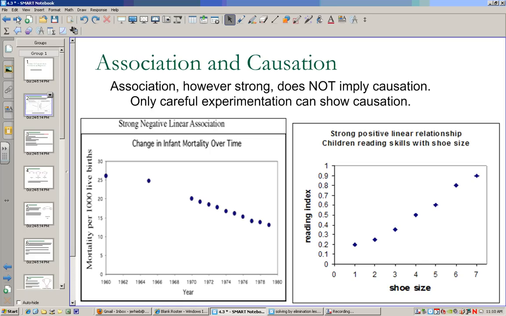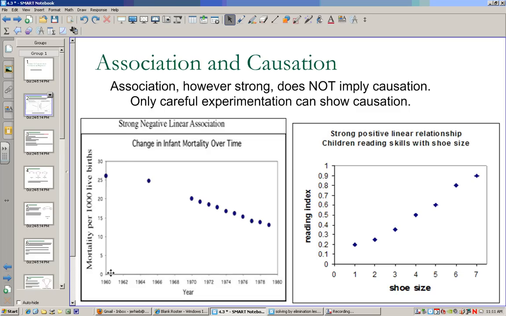Now, association and causation, I'm sure you've heard this many times, there's a big difference between association and causation. There's an association between shoe size and reading index, as people with a higher shoe size tend to read better than people with a lower shoe size. And that doesn't mean someone with a high shoe size is a better reader. The lurking variable here is age. As people get older, their shoe size gets larger, and they get better and better at reading.